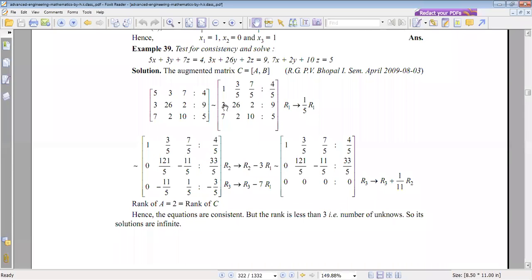Okay. So next step, we have to make these elements, 3 and 7, equal to 0. So how can we make this equal to 0? See here, row 2 tends to row 2 minus.